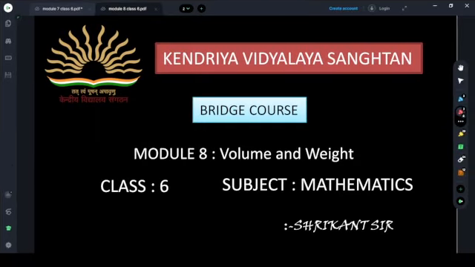Okay, so this module is of class 6 subject mathematics and the title of module is volume and weight. We have to figure out what is volume, what is weight and how we measure this. So let's start.